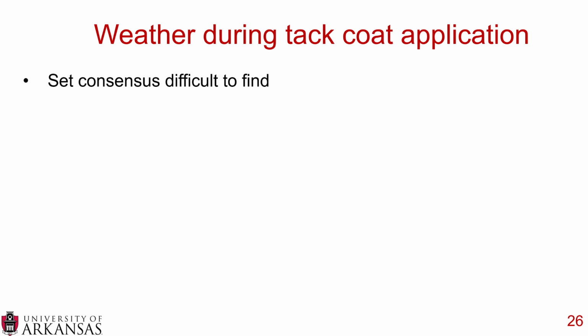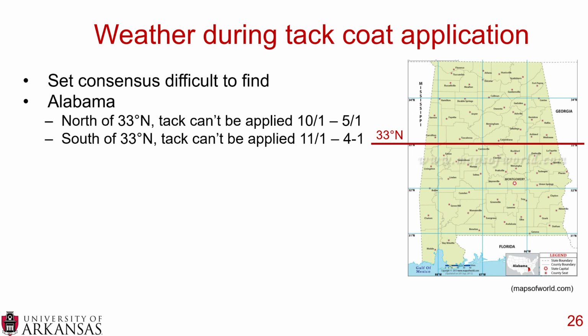Now, for weather, we're going back to consensuses being difficult to find. So let's go through some examples. In the state of Alabama, you can see here, this is actually a really nice map I found. It took a little bit of time, but Alabama's specifications specifically talk about north of 33 degrees north and south of 33 degrees north. So this map of Alabama had 33 degrees north labeled clearly, which is the red line that I emphasize. So if you're north of there, tack can't be applied from October to May.